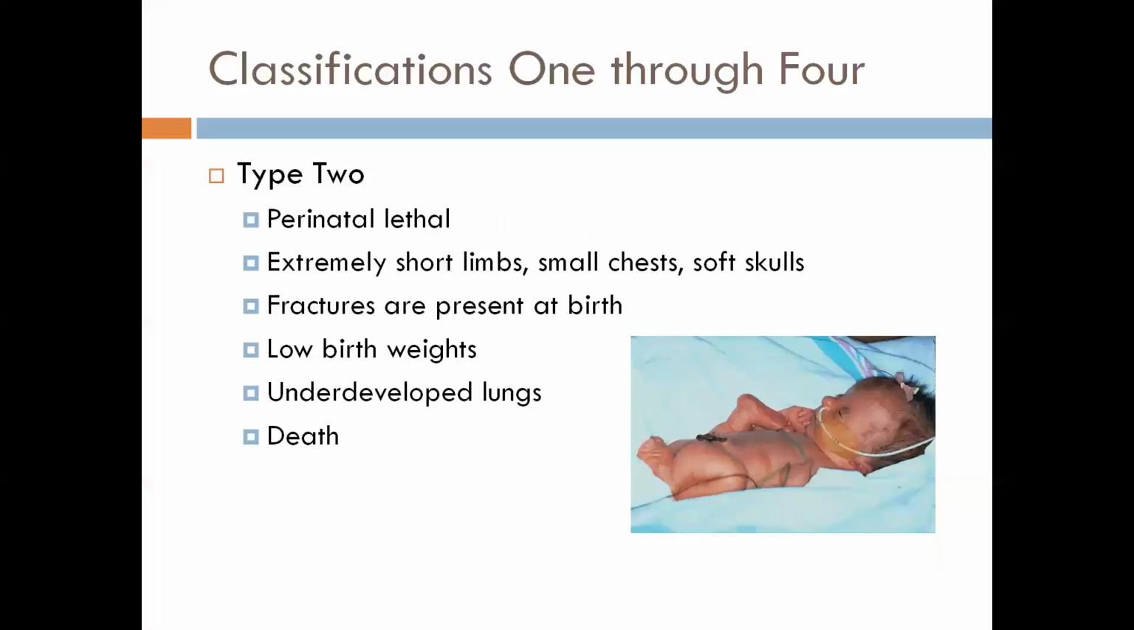Type 2, this is considered perinatal lethal. So in the couple of weeks before and couple of weeks after birth is a very fatal disorder. These infants are born with extremely short limbs, small chests, soft skulls. Fractures are present at birth on a lot of the long bones, the skull. They have very low birth weights. Lungs are underdeveloped, and most of these infants will die in that period of time.